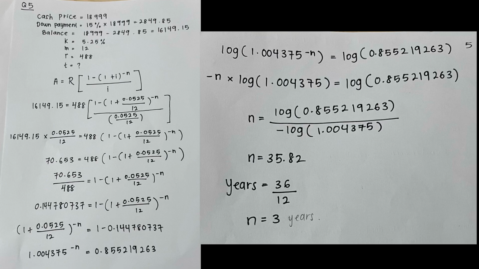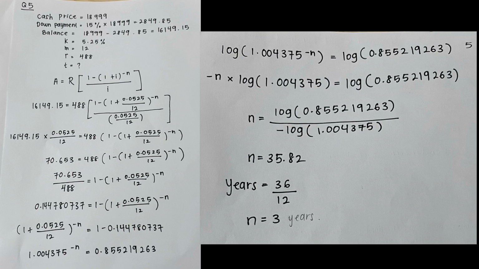Third, simplify and isolate the exponential term. The next steps involve algebraic manipulation to isolate the term containing n. Multiply the balance by the interest rate per period. Rearrange the equation to isolate the exponential term. Next, solve for n using logarithms. To solve for n, take the logarithm of both sides of the equation. Then solve for n, calculate the number, and I get the answer n equals 35.82 months. Then I round up the number to 36.